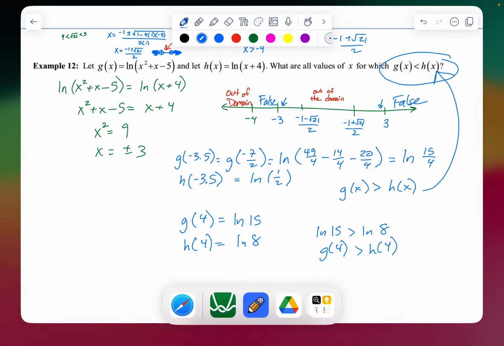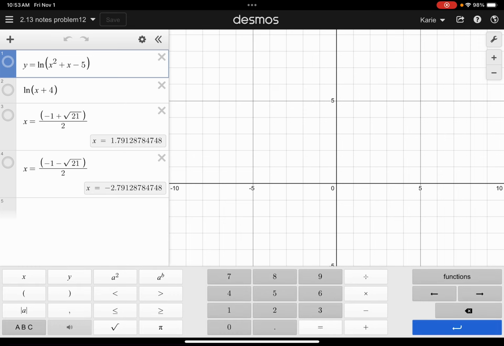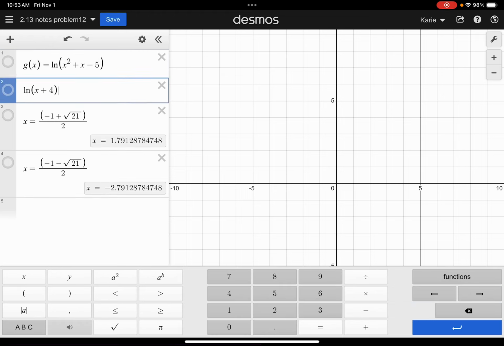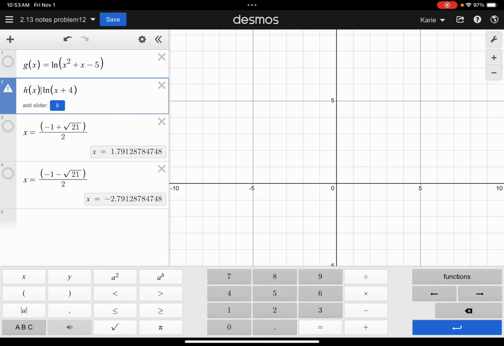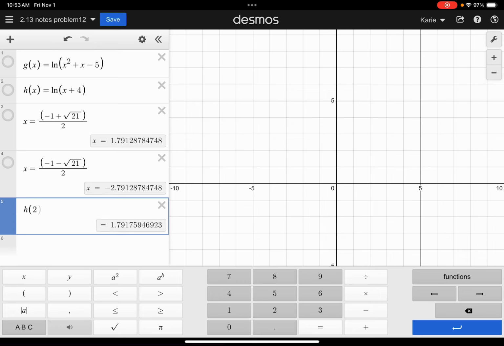Okay, let me pause and come to Desmos. So I typed these things in. Oh, I should have labeled it. The first one was G of X, and this other one was H of X equals, I need an equal sign. I love using that feature on Desmos where you label it, because then I can come down here and say, what is H of 2? And it tells me. I think that's nice to work with.